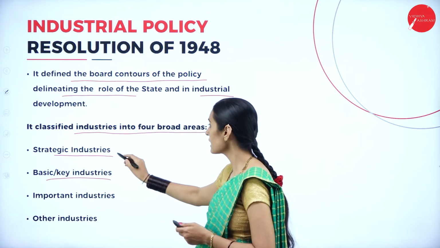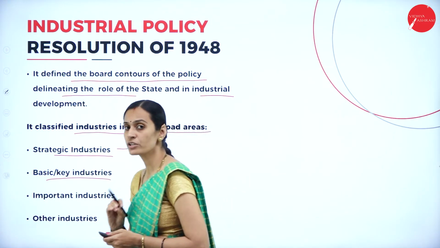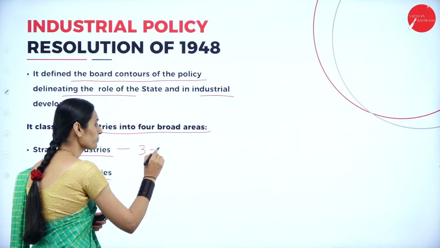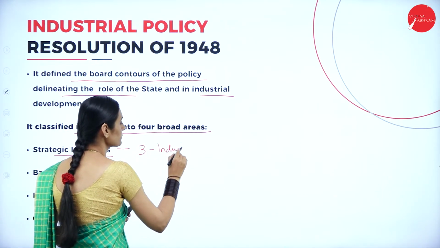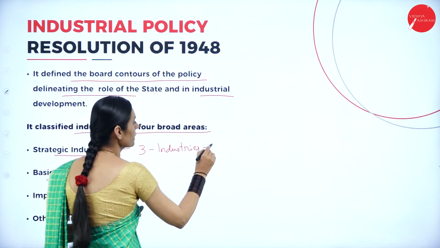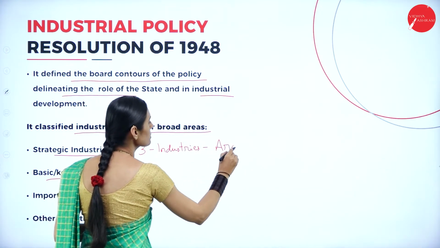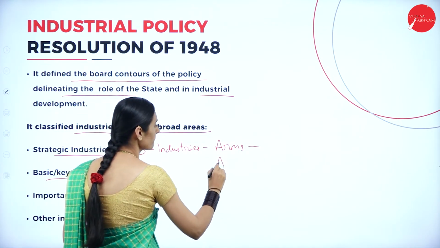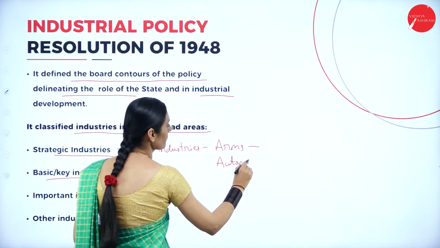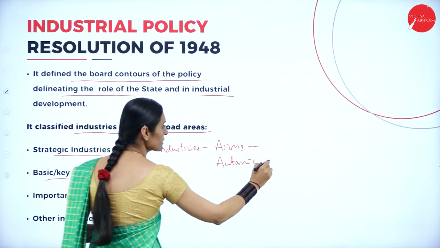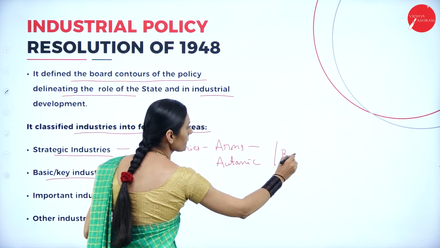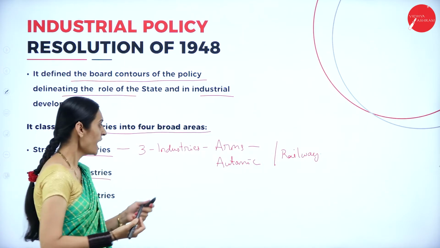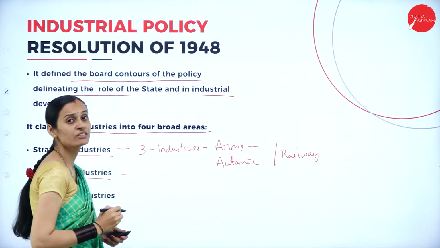Yes, what are the strategic industries? There are 3 important industries which are authorized by the central government. What are the 3 industries? Yes, first one arms and ammunition, second one atomic energy, and third one railway industries. And next one, basic and key industries.